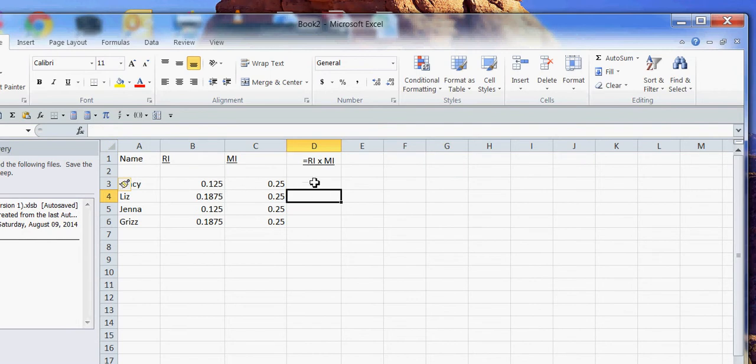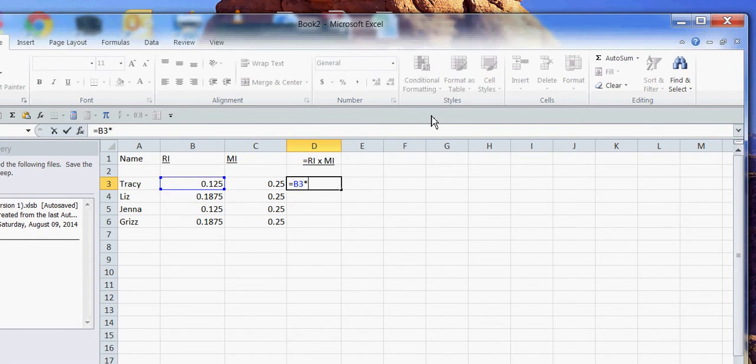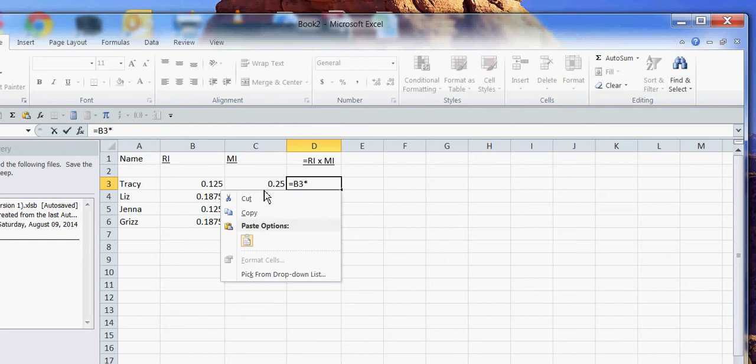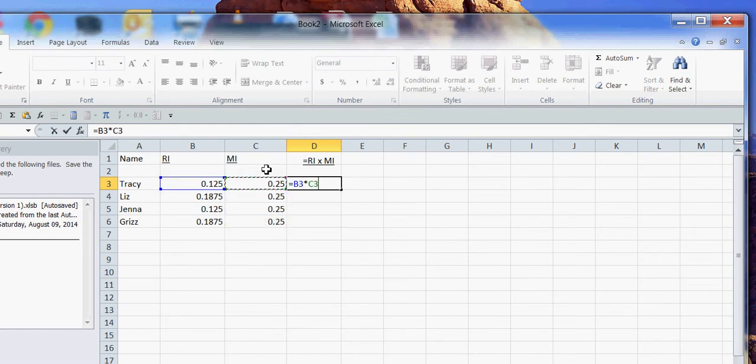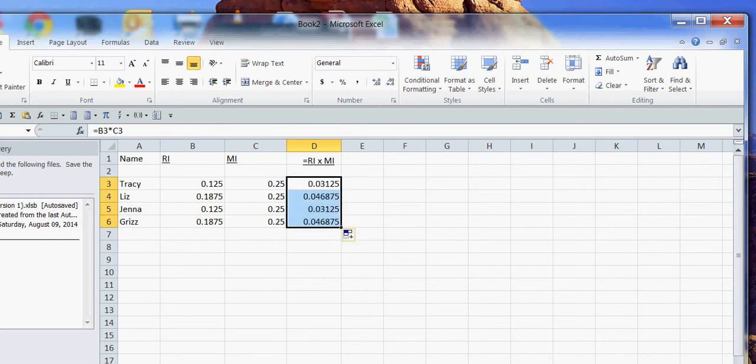Okay, so now we can plug in the formula, which is equal, and again we're going back to the royalty interest, and we're multiplying that, and I'm just using my arrow keys, times the mineral interest, and that's going to get us that 0.03125. Again, I'm going to scroll down, and now you see it's starting to look like a division order pay sheet. So that's problem number 2.